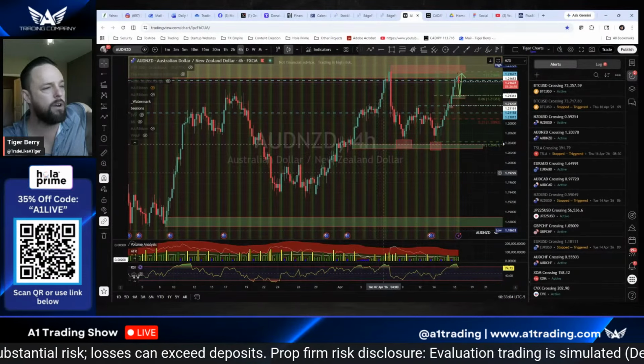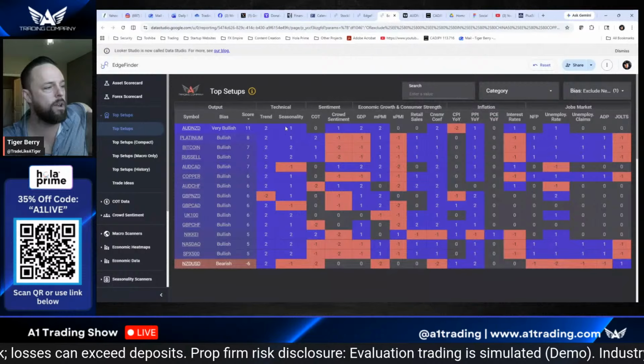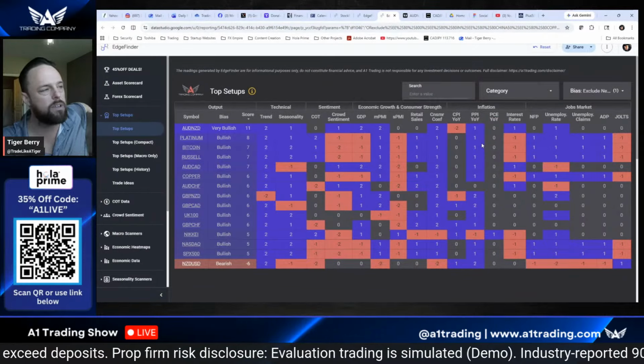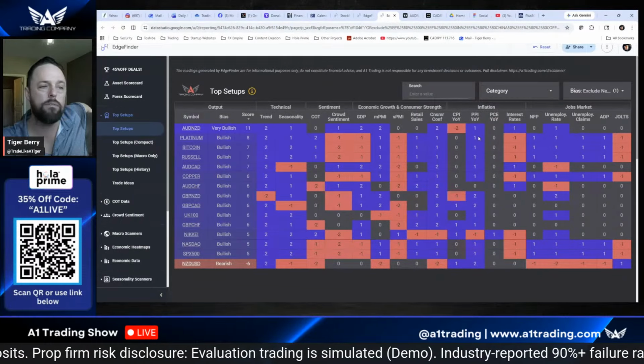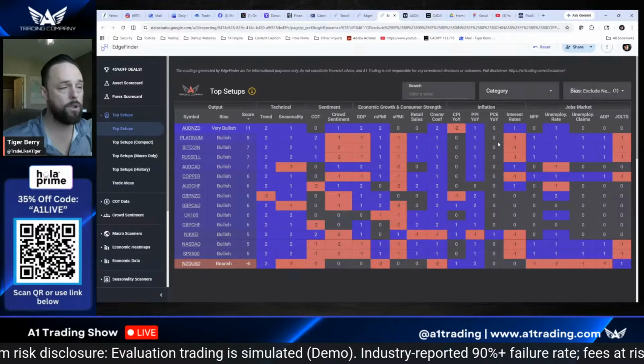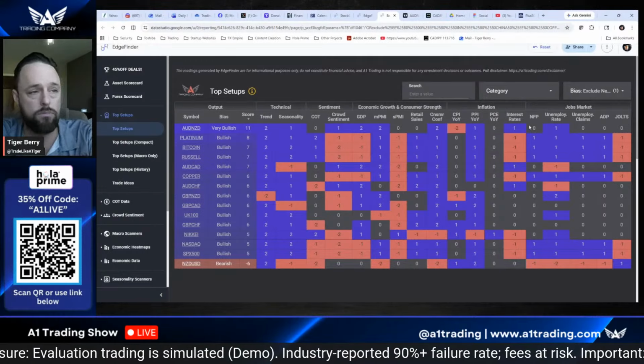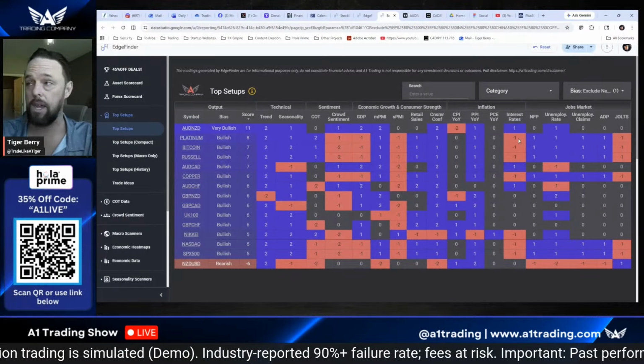But yeah, you can't argue with the strength of it over here on the EdgeFinder right now. You've got one item against it, and that's CPI. Other than that, a handful of neutrals and quite a few bullish, favoring Aussie over the Kiwis. So there's that.